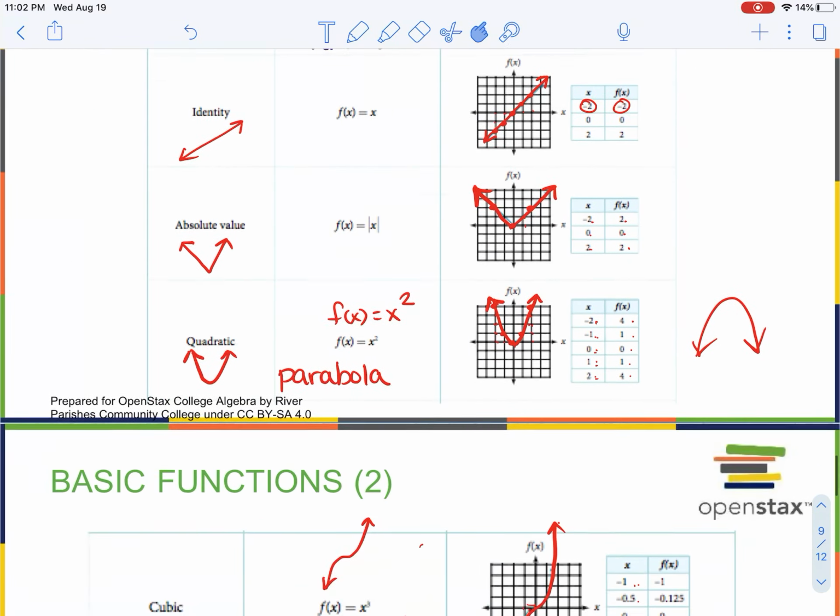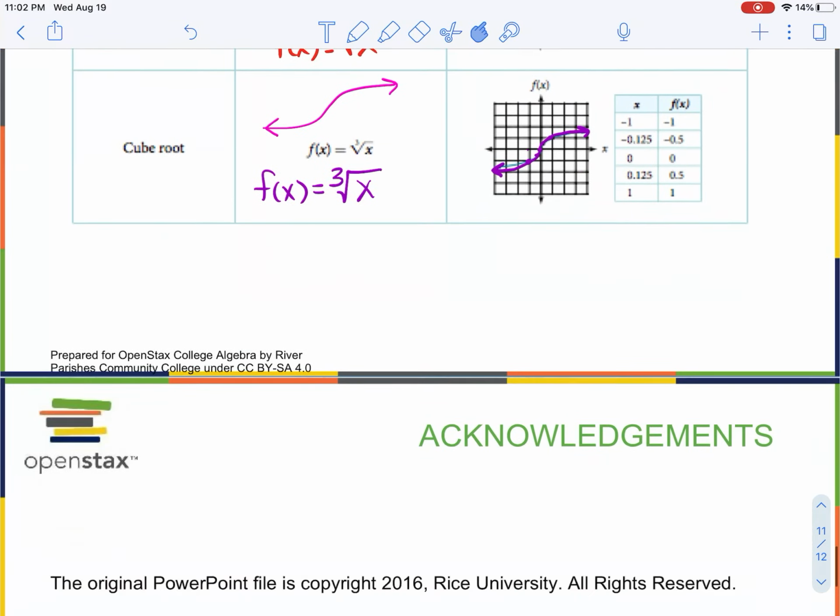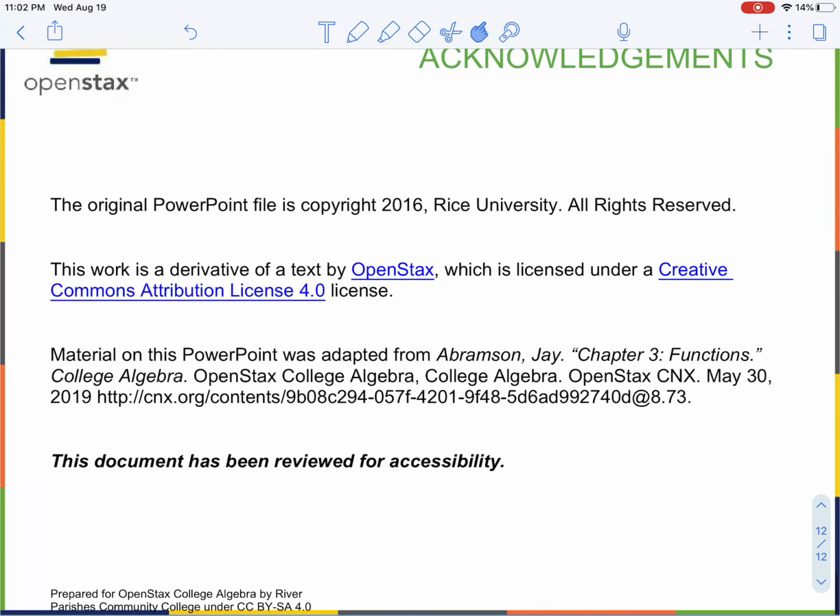And then we talked about our basic functions and what those shapes were. Okay, so that is all for 3.1.